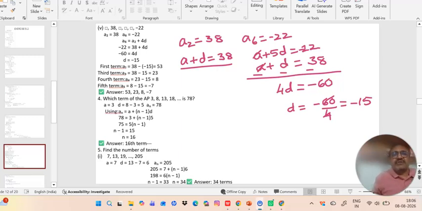To get a1, the same method: to get a1, 38 minus of minus 15, that is a2 minus d. If we do a2 minus d we get a1. Onwards, a2 plus d is a3, and a3 plus d is a4, a4 plus d is a5. Then we will get the same answer: 53, 23, 8, minus 7.